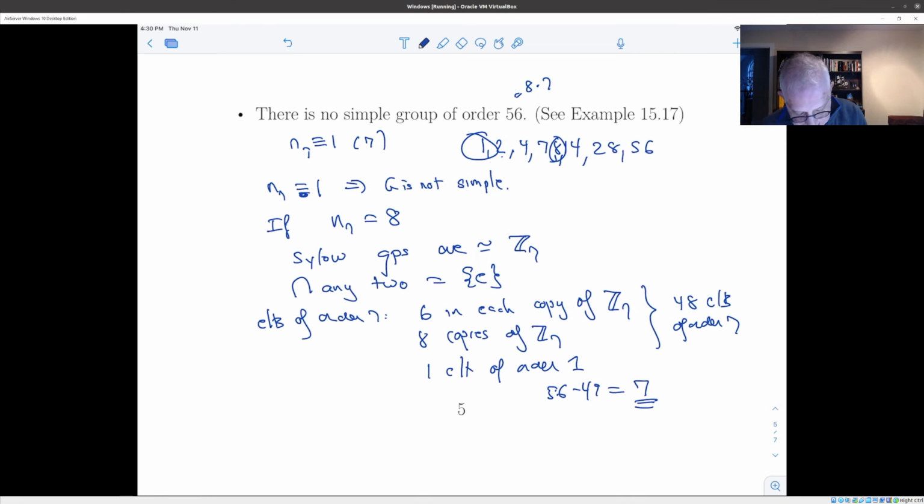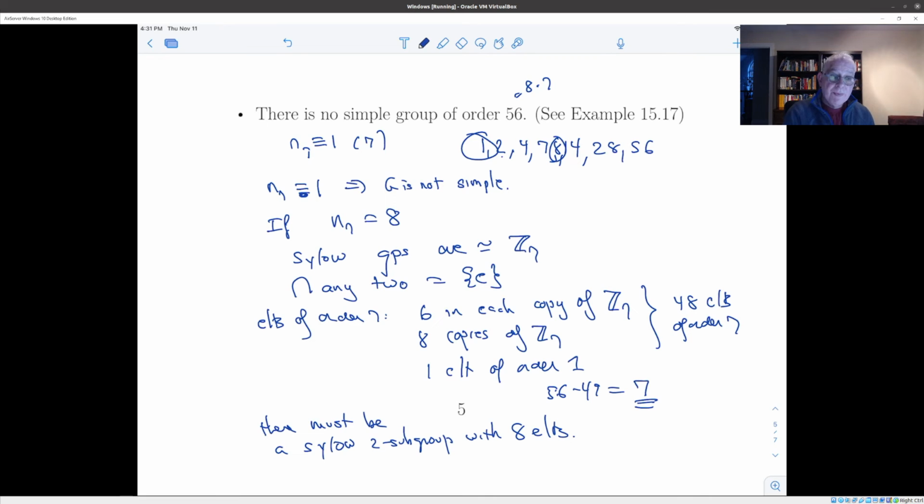We know that there must be a Sylow 2-subgroup with 8 elements. And there's only room for 1, because there's only 7 elements that don't have order either 1 or 7. They must all have order dividing 8. And so there's room for 1 Sylow 2-subgroup, which therefore implies that it is normal. So in this case, what happens is either there's a normal Sylow 7-subgroup or there's a normal Sylow 2-subgroup. There's no room for anything else.